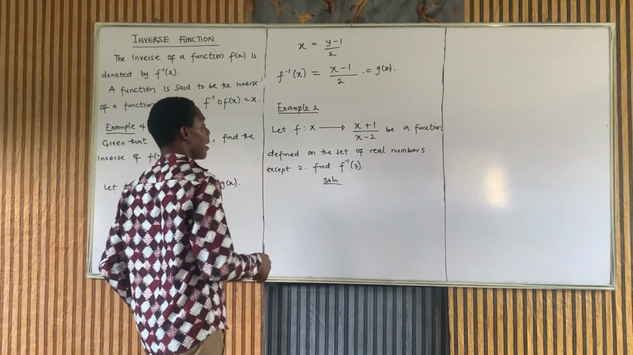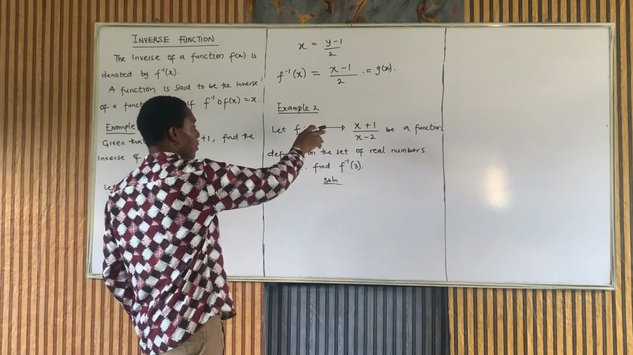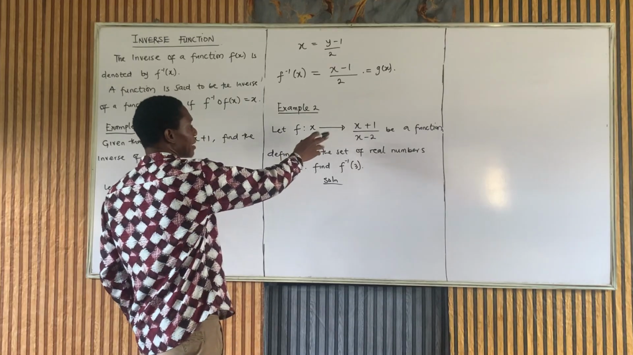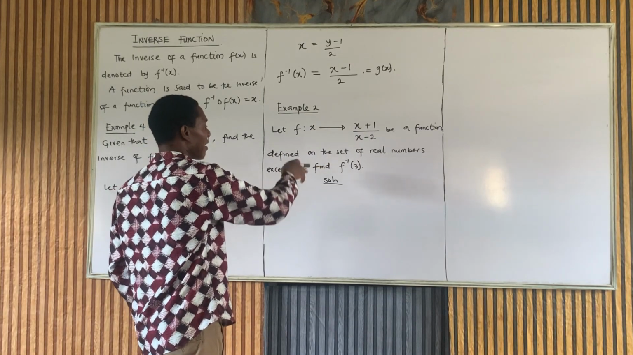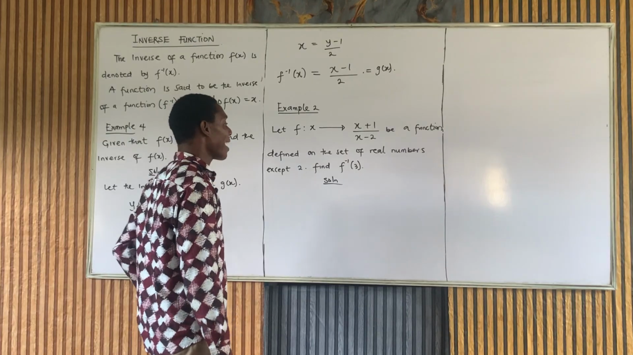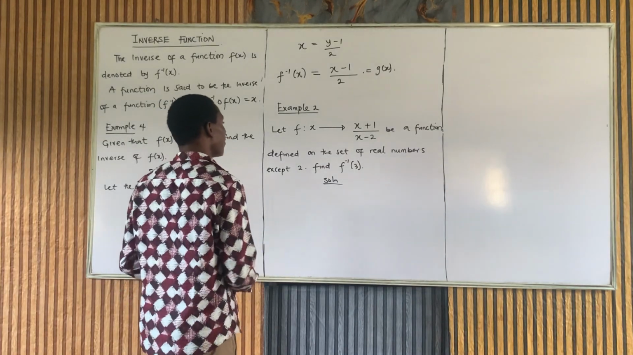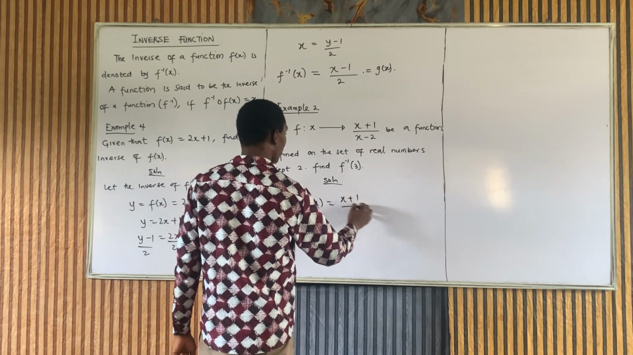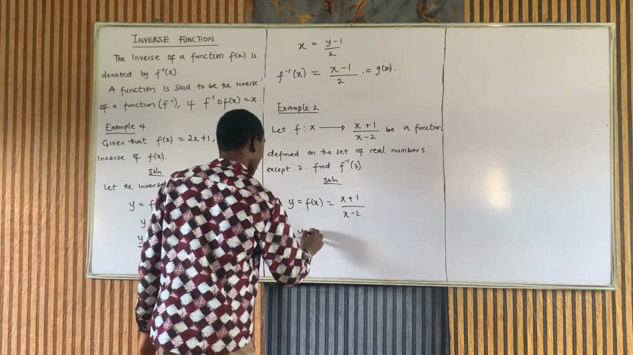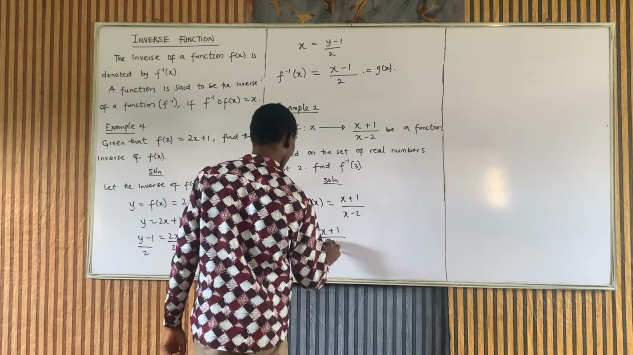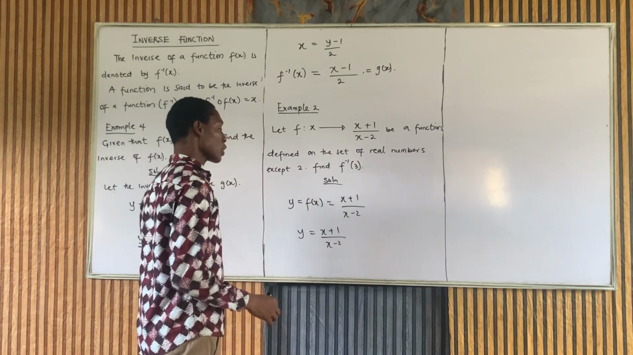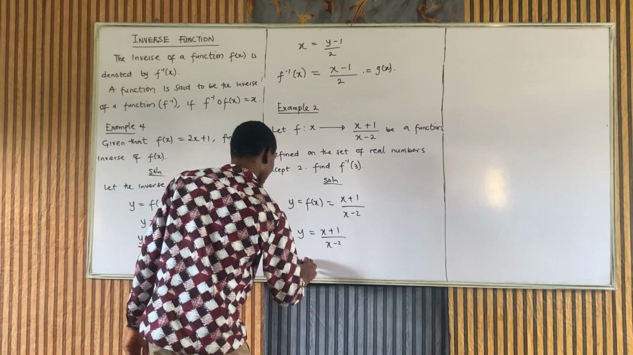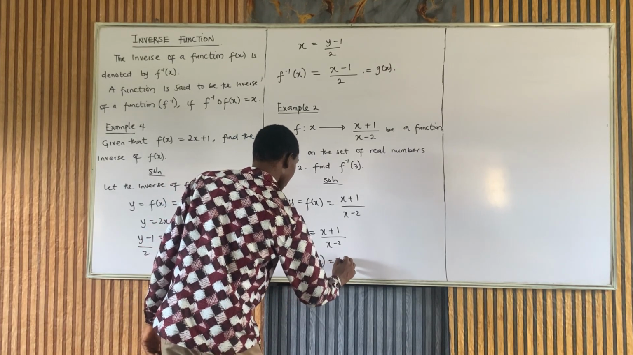So example 2, f of x is equal to x plus 1 over x minus 2. Be a function defined on the set of real numbers, except 2. Find f inverse of 3. So the first thing we'll do is say y, which is our f of x, is equal to x plus 1 over x minus 2. Now we can cross multiply. If you cross multiply, you get y into x minus 2 is equal to x plus 1.